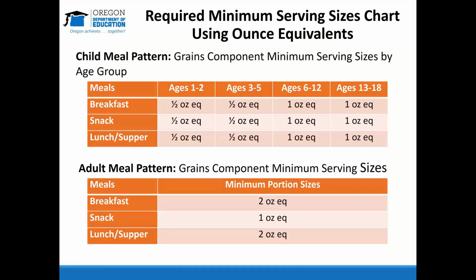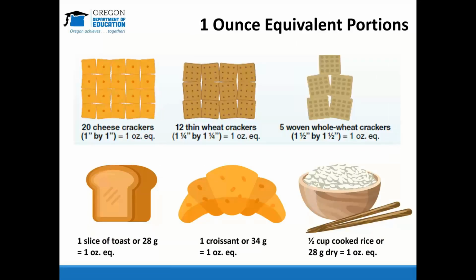And when you look across all of the different age groups, you can see again, it's just a simple language shift from serving size to ounce equivalent. Children ages 1 to 2 and 3 to 5 all will receive at least half an ounce equivalent of grains for all meals and snacks. Children ages 6 through 12 and 13 through 18 will receive at least 1 ounce equivalent of grains for all meals and snacks, and adults will receive 2 ounce equivalents for all meals and 1 ounce equivalent for all snacks.